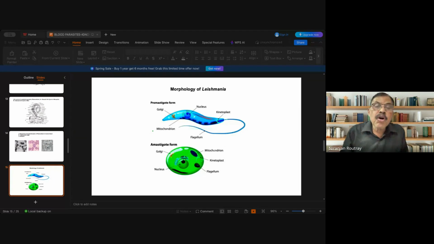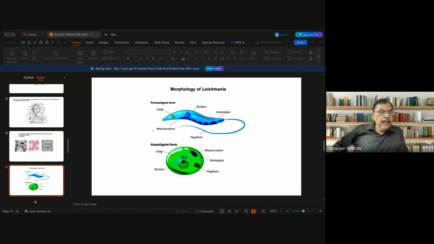The amastigote form appears globular or oval in shape. No flagellum is present, and it is the intracellular stage, present in the human being. When it is in the intracellular stage, it cannot move, so there is no locomotion and no flagellum is required.